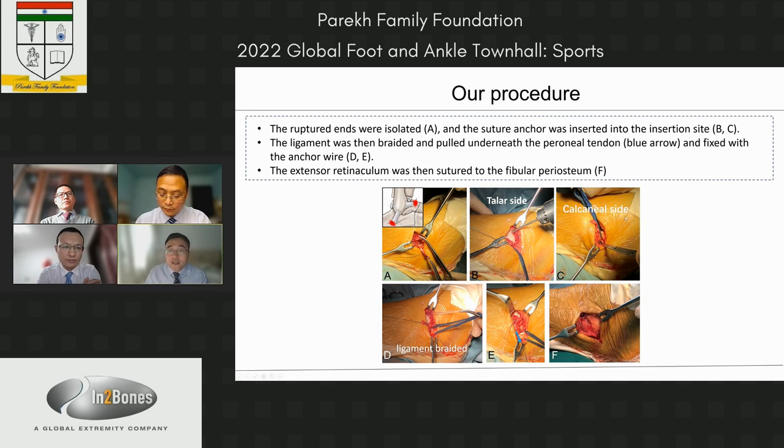For the calcaneal side, rupture of the CFL is more complicated. We can pull out the peroneal tendon and then expose the insertion site of the CFL at the calcaneal side, drill a hole, then fix a suture anchor. The ligament was then braided, put underneath the peroneal tendon and fixed with the anchor. After that, the extensor retinaculum was sutured to the fibular periosteum.